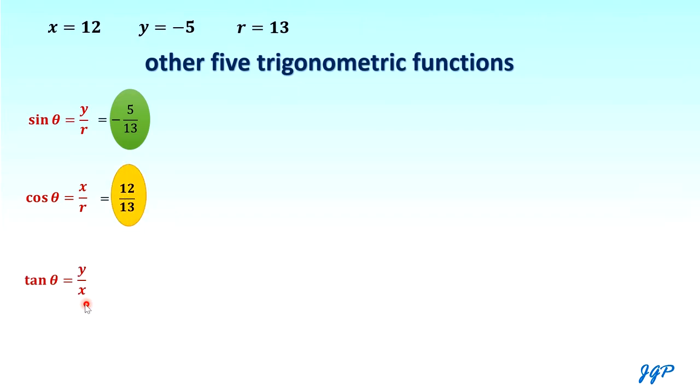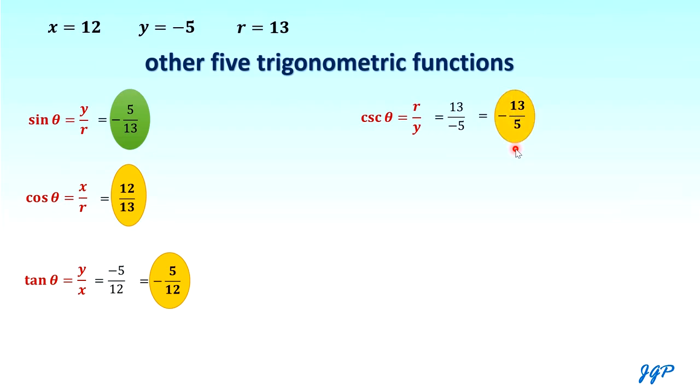For the tangent theta, we have y over x. Replace this y by negative 5. Replace this x by 12. So we have now negative 5 over 12, or you can rewrite it as negative 5 twelfths. So that is the final answer for tangent theta. For the cosecant theta, that is equal to r over y. Replace this r by 13 and this y by negative 5. So we have now 13 over negative 5, or you can rewrite it as negative 13 fifths. So that is the value for cosecant theta.